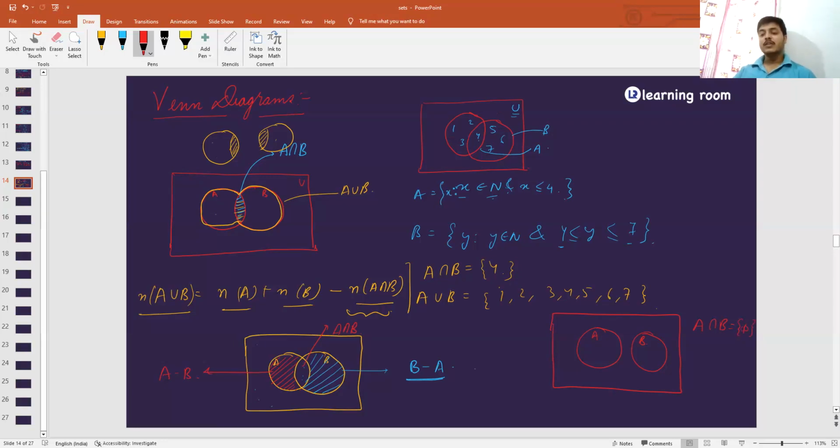And what kind of sets do we call these? Is there any specific name for this? Disjoint sets. Very good.